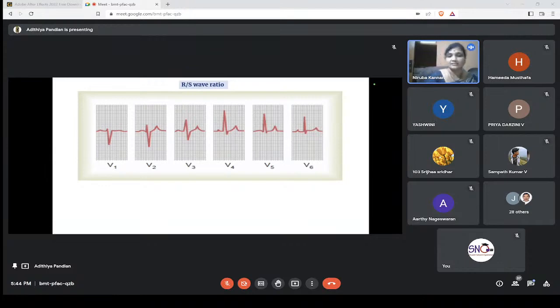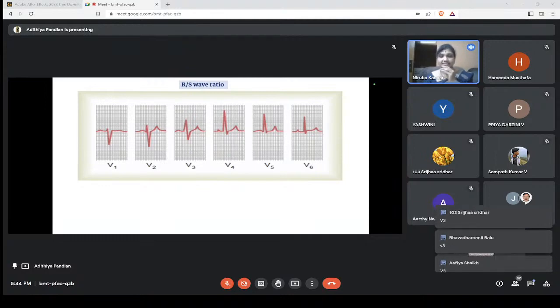But where are both R wave and S wave biphasic? Biphasic means half positive, half negative. In which lead is it showing a biphasic response? Yes, very good. It is in lead V3. Next please.